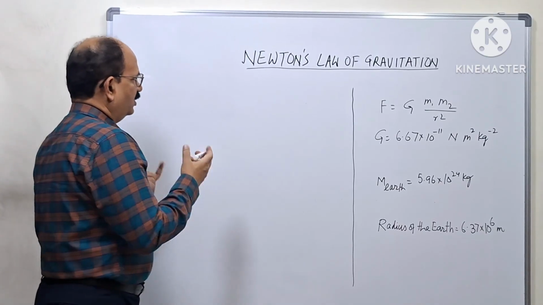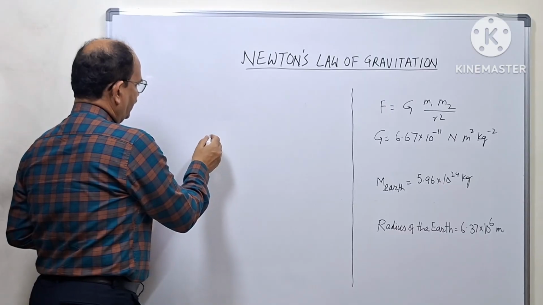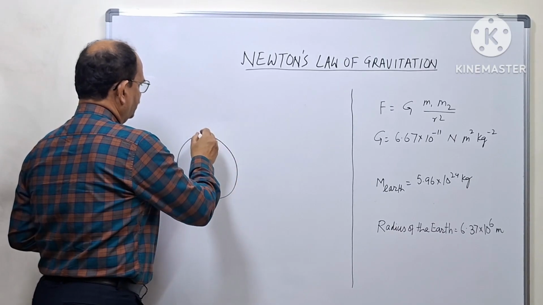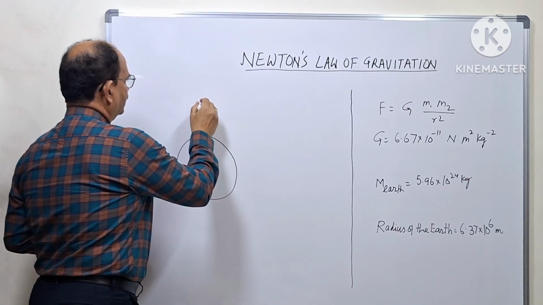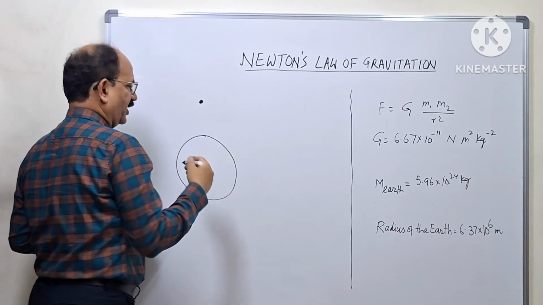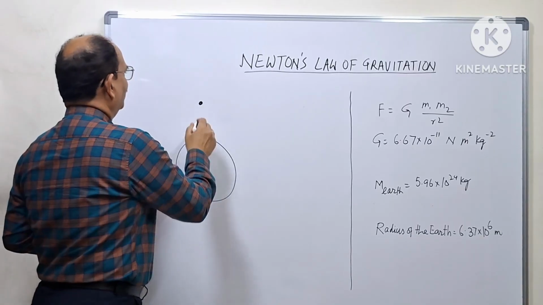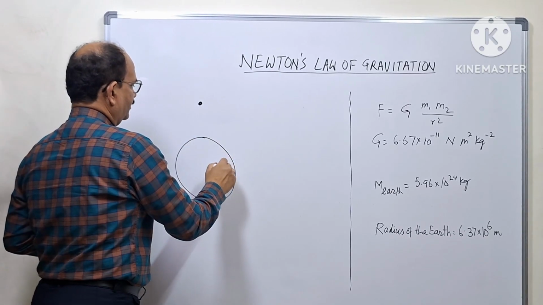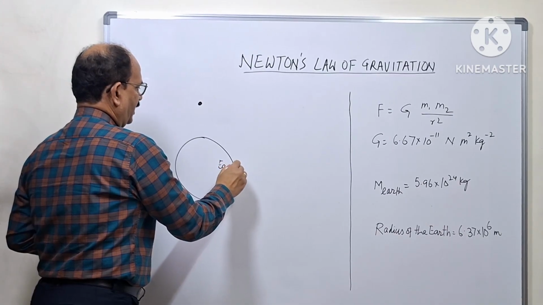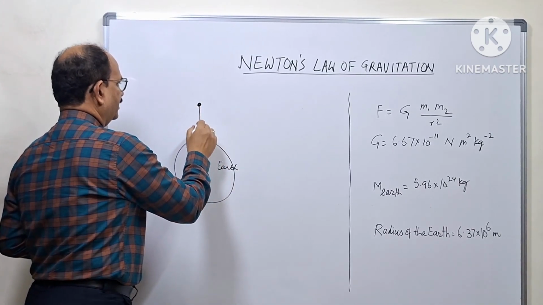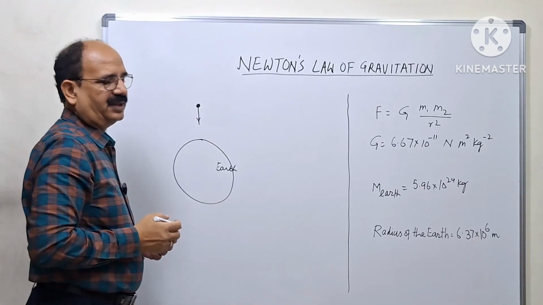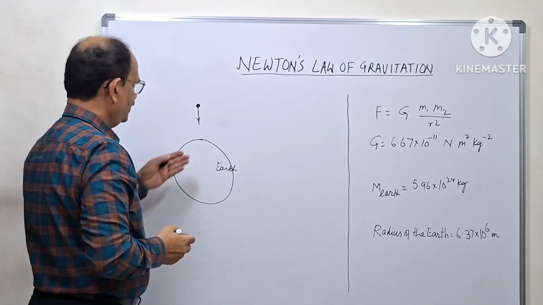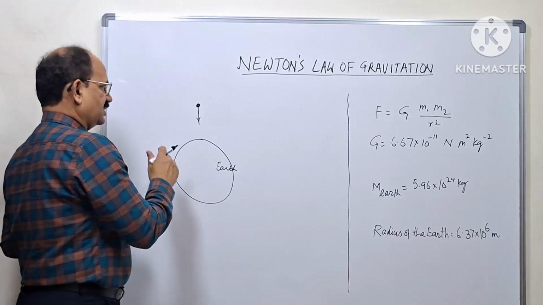So he devised the mechanism that if there is an object near the surface, consider this an apple or any other object, there will be an attractive force applied on that object by the earth. Okay, earth pulls the object towards itself.